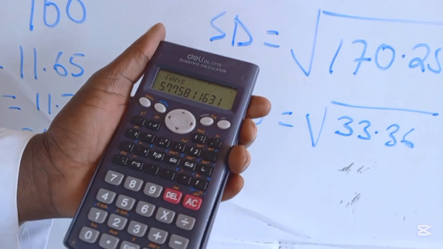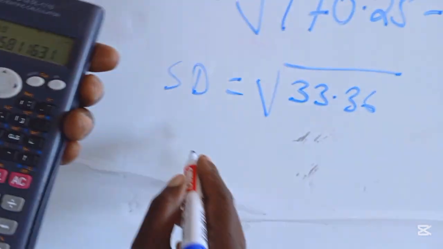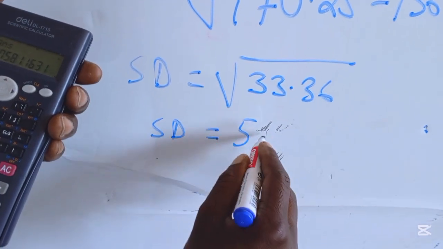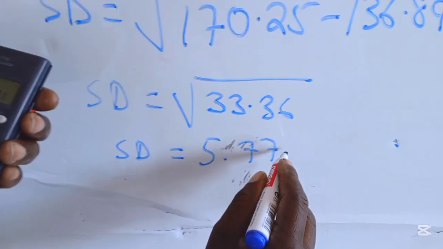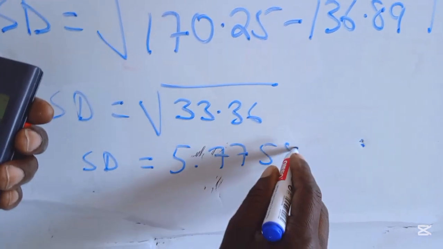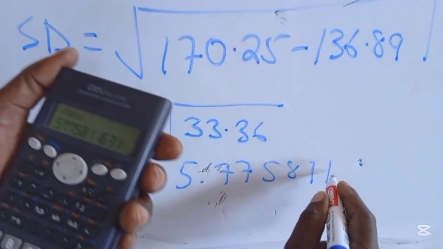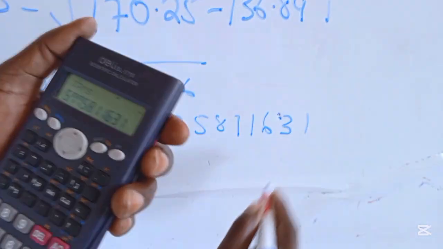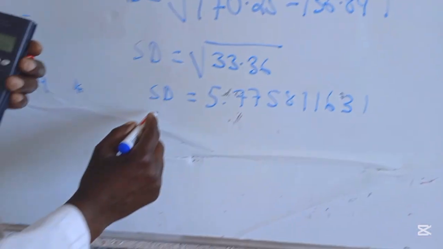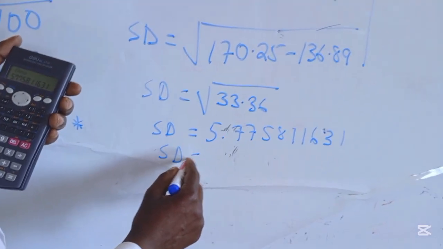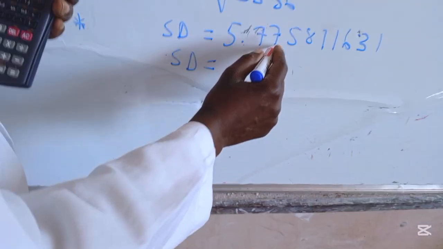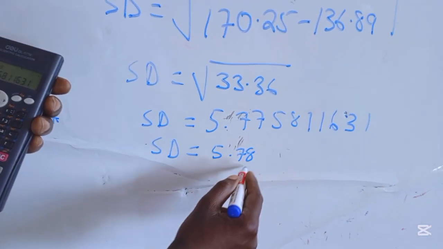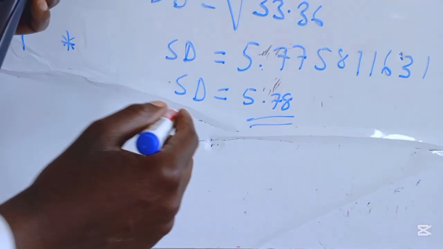When you do it, then tactically you get this number, 5.775811. So to three significant figures, standard deviation, you agree with me that 1, 2, 3, the neighbor is this one. So it will be 5.78. So this is what we are supposed to do.